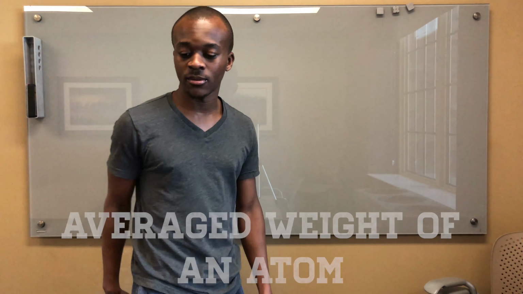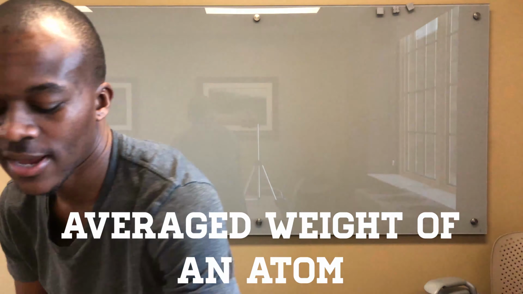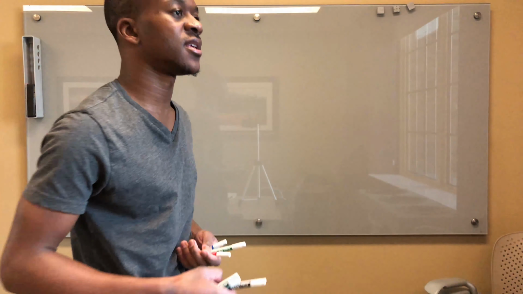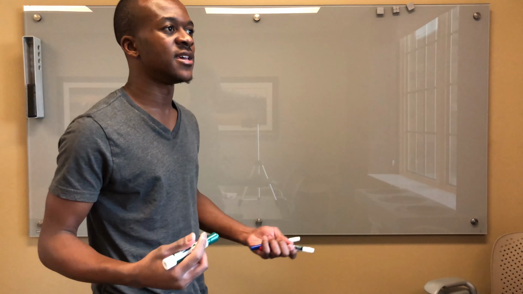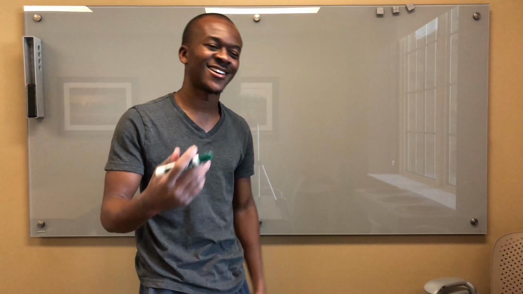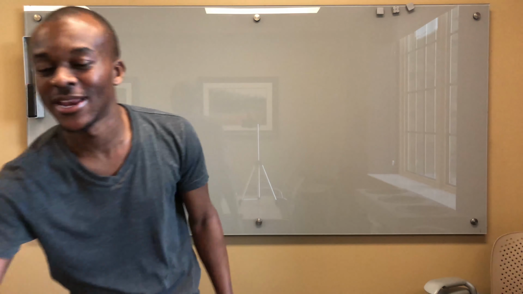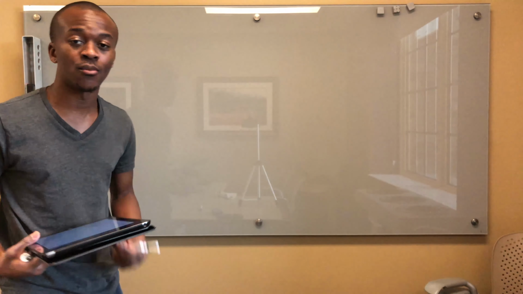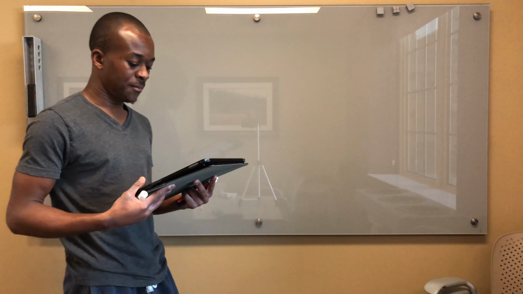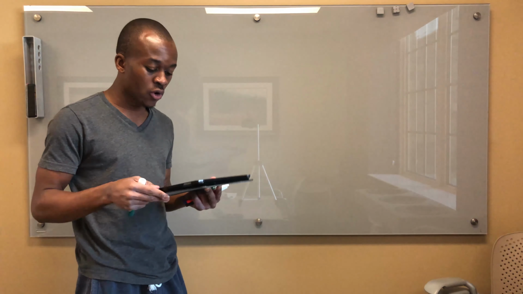Hello everybody. So today we're gonna do an average weight problem. So basically in chemistry, the average weight is just the average of weights. That doesn't explain anything, but hopefully this example problem will sort that out. It says determine the average weight of chlorine.